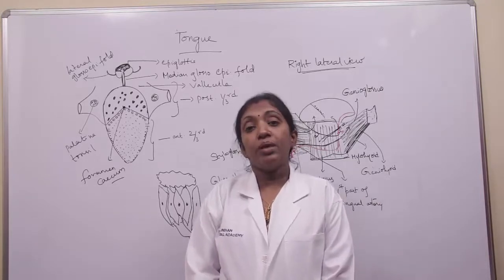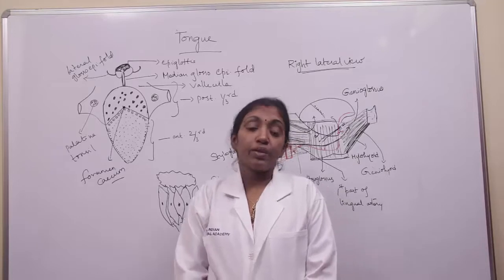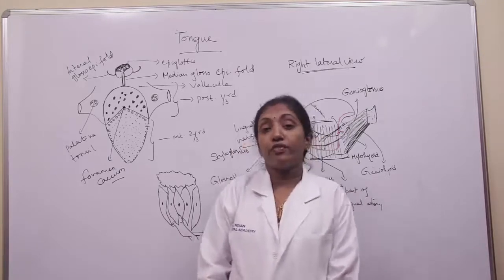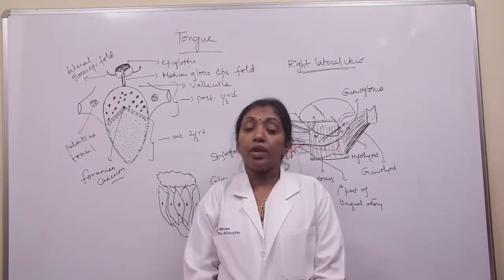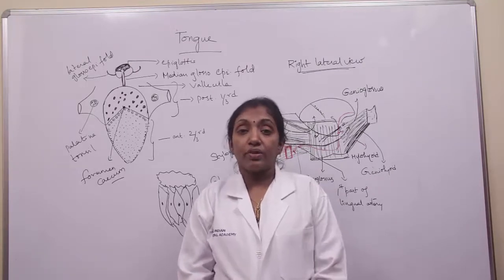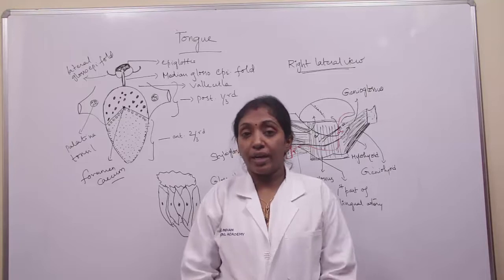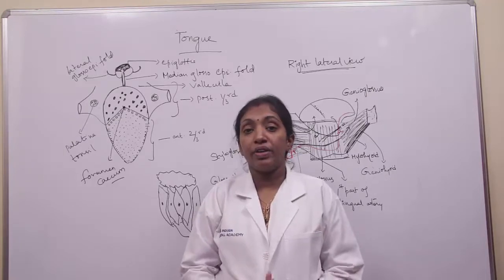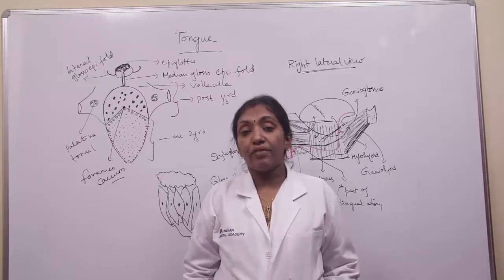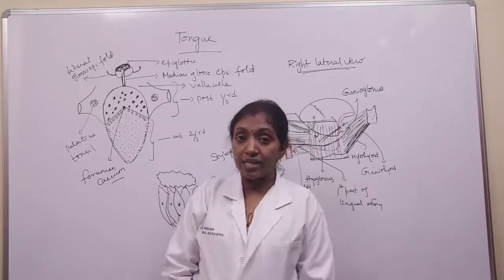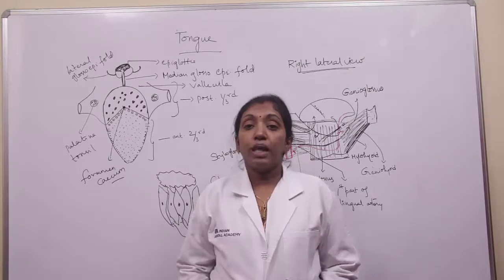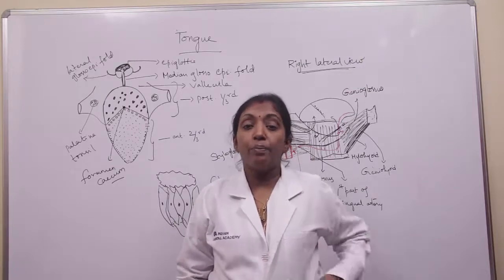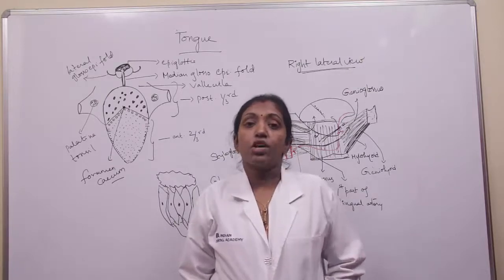The frenulum linguae is a mucous fold which connects the inferior surface of the tongue to the floor of the oral cavity, and on either side of the frenulum linguae you will be able to see another fold called plica fimbriata. In between the frenulum linguae and plica fimbriata, you will see the profunda linguae veins. On the base of the frenulum linguae you will be able to see the sublingual papillae through which the submandibular ducts open.